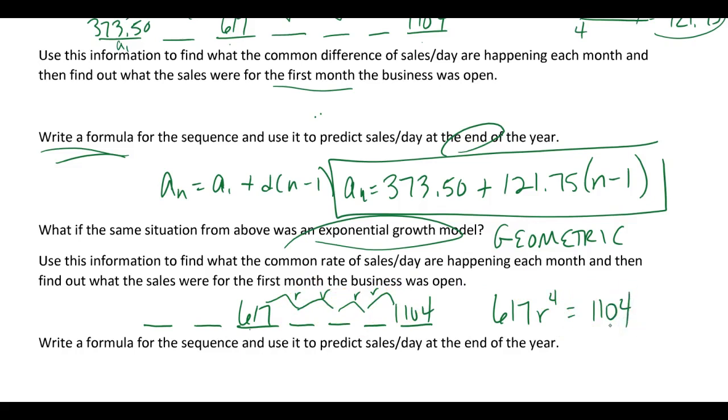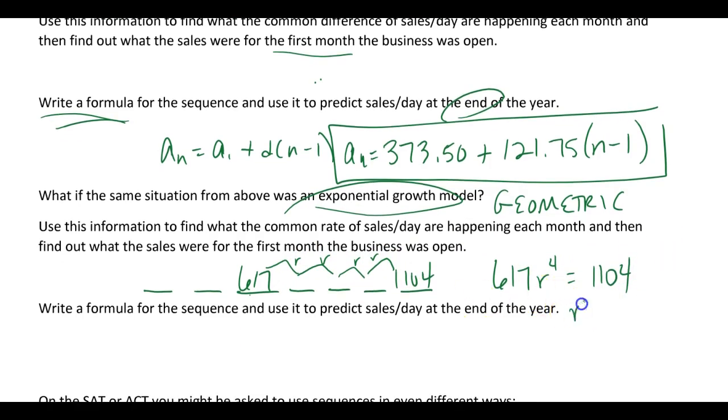So now I just have to solve for r. So this is just some algebra. I'm going to divide the 1104 by the 617. So I'm typing this in as I'm doing it. So hopefully I type it in right.